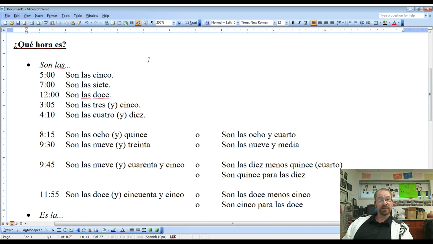The question for that is, ¿qué hora es? Literally, what hour is it? There are two different ways that I can start my answer to that question. They're in italics. The first one is son las, and the second one is es la. I'll explain the second one in just a minute.